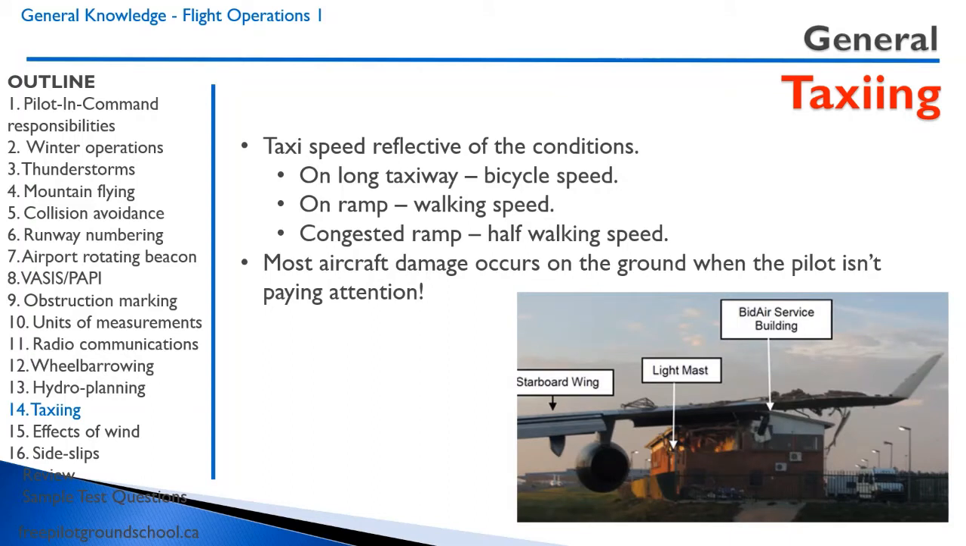Here's another nice little picture of what looks to be an Airbus A340. They taxied probably on a taxiway that was meant for small aircraft. And instead of making it safely to their runway, they ended up with the wing hitting a building. It's pretty embarrassing.